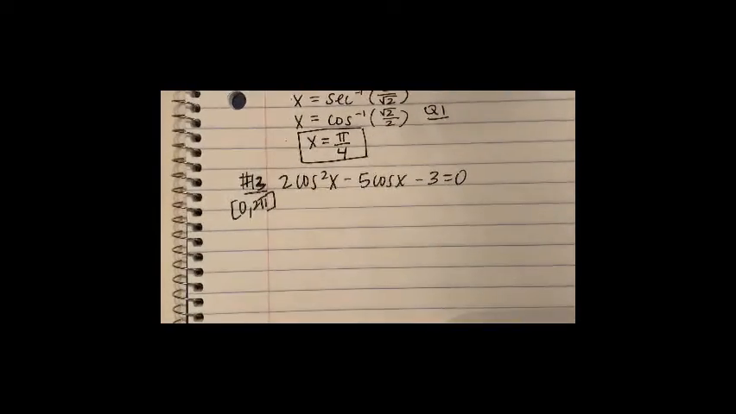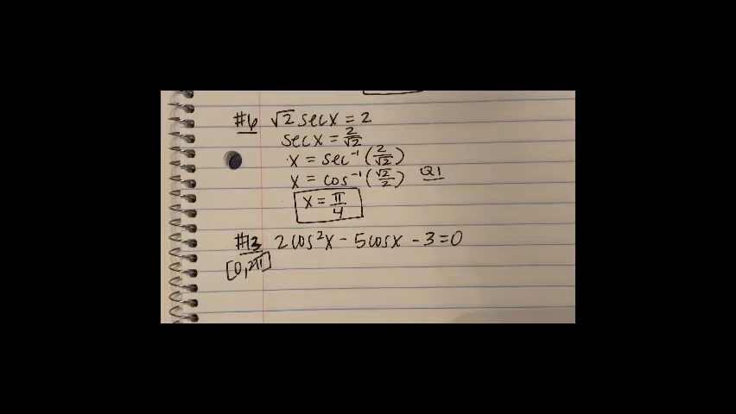I don't really know what number this is. This is on the next page of your packet. I think it's number 13. It might be number 12. I don't know. Find this problem. It's under the second section on the next page.